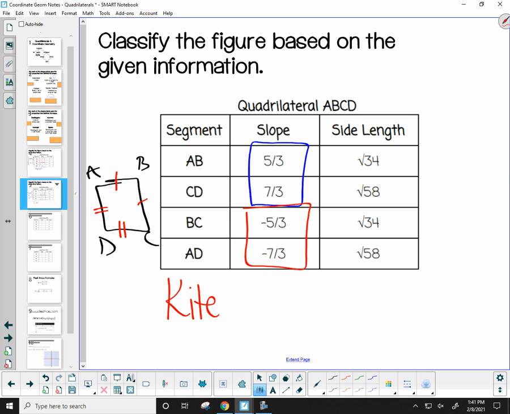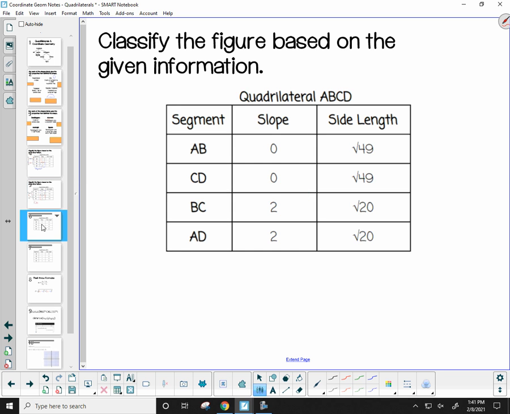All right, next one. So I'm looking for parallel sides. Do I have any parallel sides? How many sets? 2. So I know it's got to be a parallelogram of some sort, right? So now I kind of like to look at the side lengths. Are they all the same? No. So I can eliminate square and rhombus.